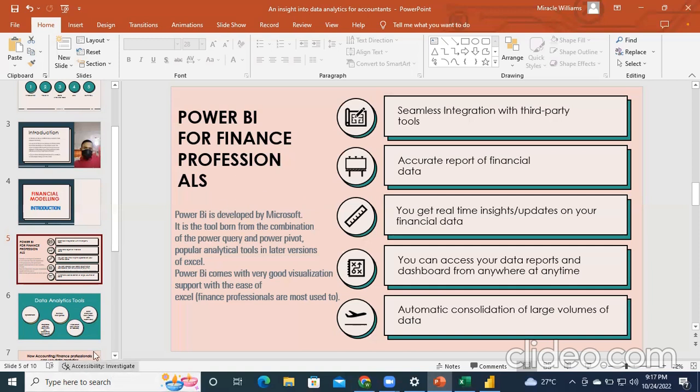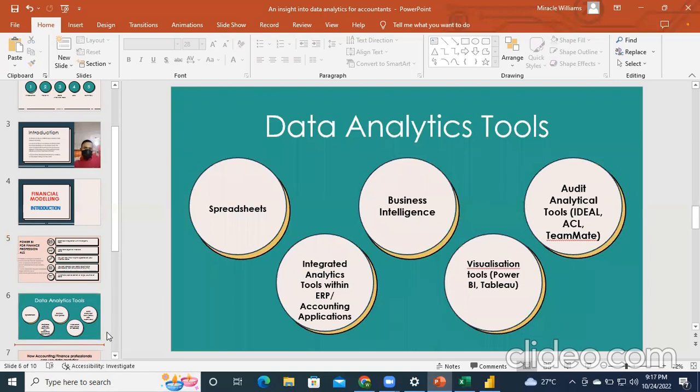So in this training, we will be looking at several data analytics tools, which will help us as far as financial modeling is concerned. And you can see them right here on my screen. We have the first one, which we'll be looking at, which has to do with the spreadsheet. So the spreadsheet is a very important data analytics tool, and almost everybody knows that it is the common tool out there. Okay, it is the common tool out there. We have business intelligence, we have the visualization tools where the Power BI and Tableau come into play. We have integrated analytics tools within ERP accounting applications.